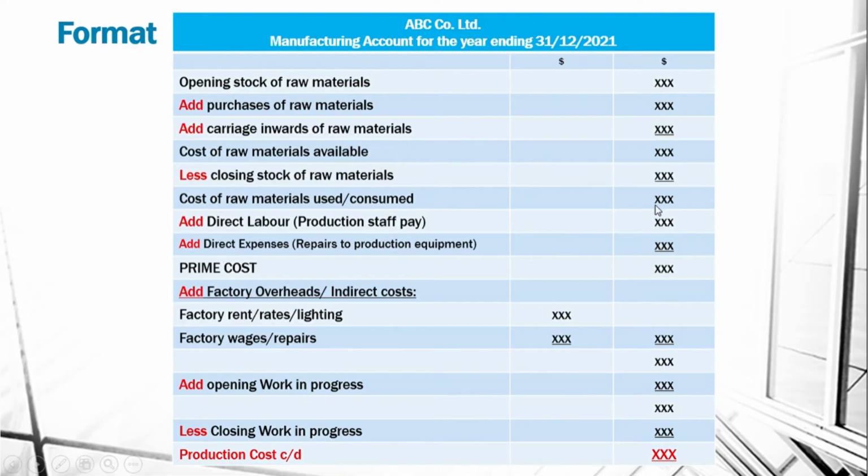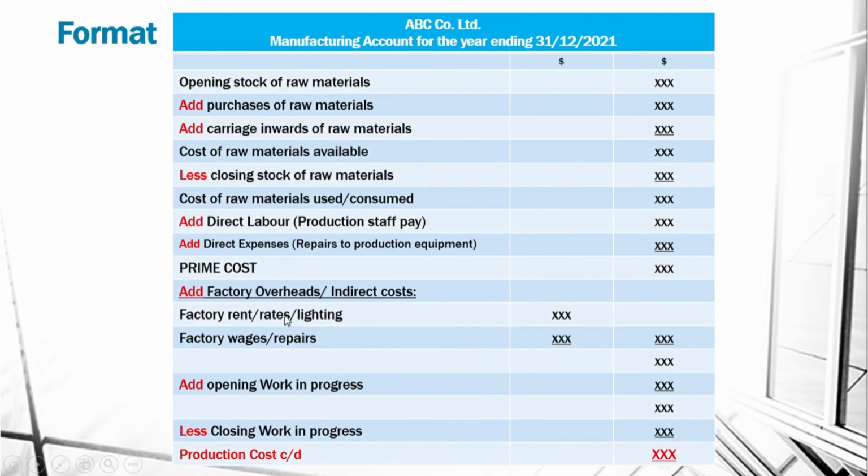So after we get the cost of raw materials used or consumed, then we add our direct labor and we add our direct expenses, and then we would have added up our direct cost. If you add up your direct cost, we get prime cost. So this is the prime cost right here, and I've seen on papers where they ask you to find prime cost. Then this section here is where we add our factory overheads or our indirect costs. Remember, add. I put it in red, add, not subtract, because we sometimes tend to want to subtract.